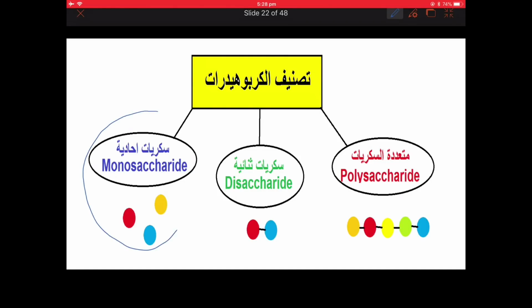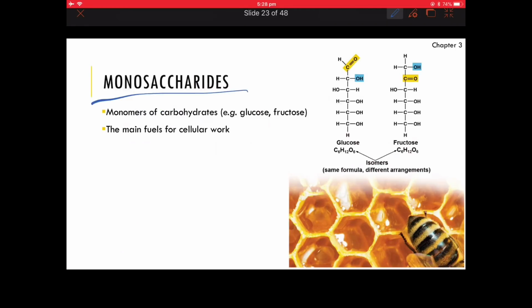Let's have a look at monosaccharides. As I've explained, they are the monomers of carbohydrates. They're the basic units and they are the main fuels for cellular work. This is a cell: no disaccharide or polysaccharide enters it, but monosaccharides, which are glucose, enter it. Examples of monosaccharides: glucose, fructose, galactose.